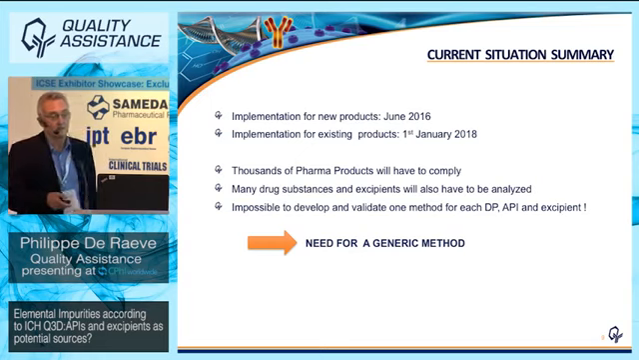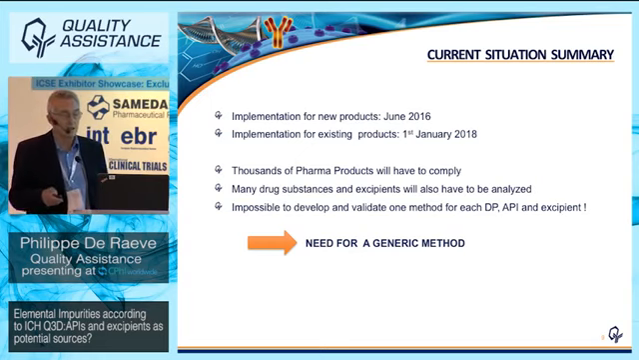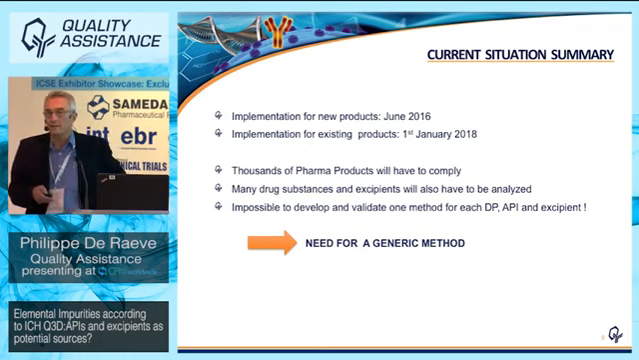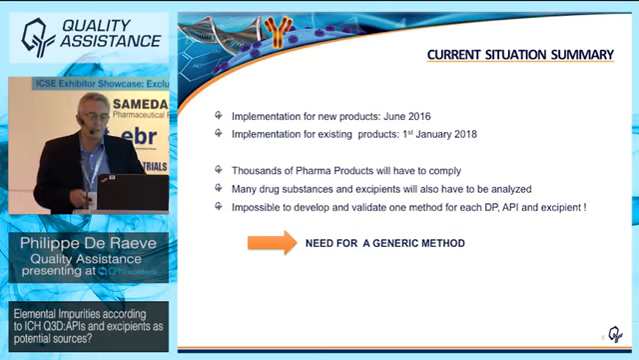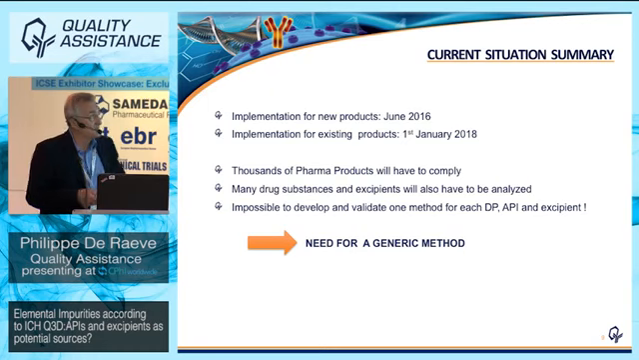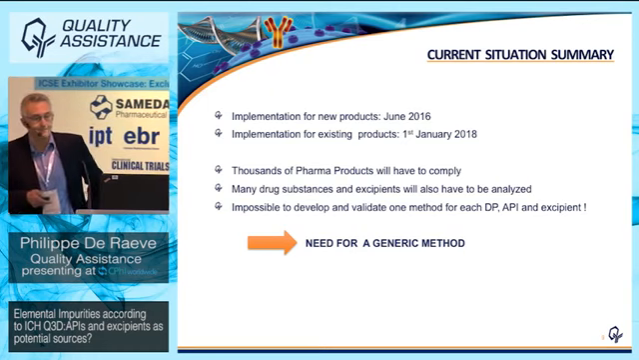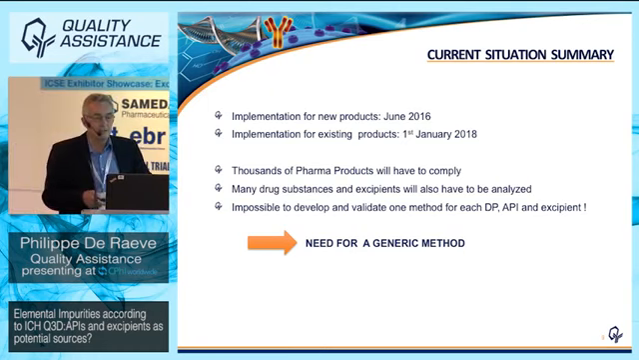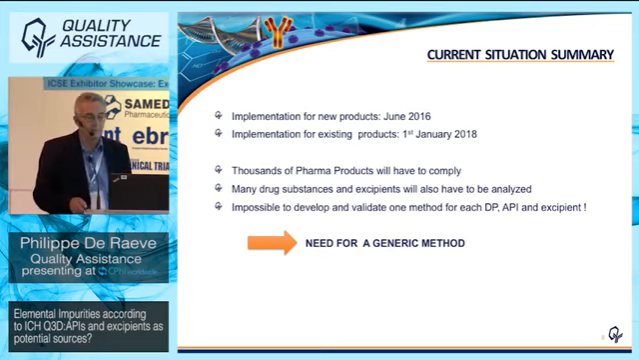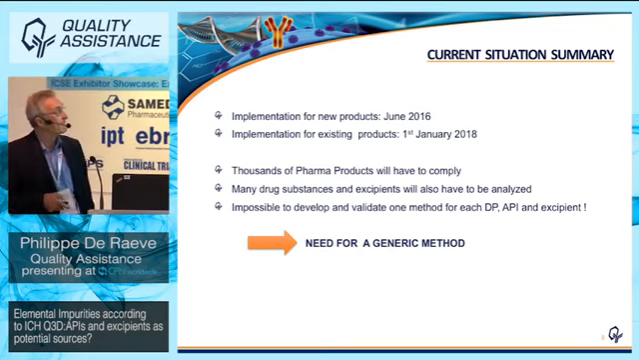So here is the current situation summary. Once again, implementation for new products, June next year. Implementation for existing product, 1st January 2018. That means that thousands of pharmaceutical products will have to comply with that guideline. Many drug substances and excipients will also have to be analyzed. So in our opinion, it will be impossible to develop and validate one method for each drug product, API, and excipient. So there is a need for a generic method.